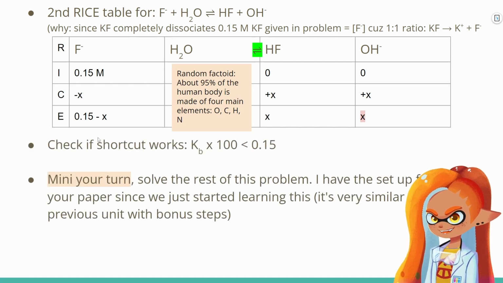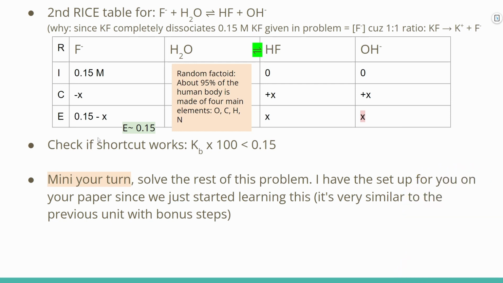First, we can check if the shortcut works. And so we have the KB we calculated on the previous slide, and it indeed does. So we're at the point where this should be doable for you, and so you should be able to do the rest of this problem. Again, it's set up for you on the example paper, so try it out first before you move on. So go ahead and pause this video real quick.